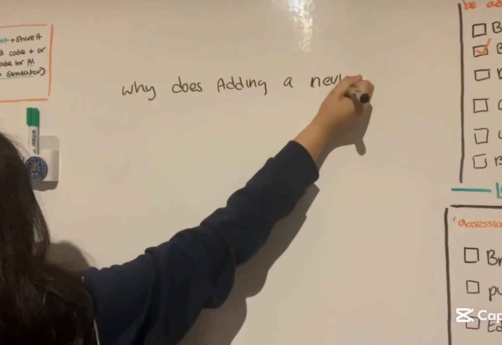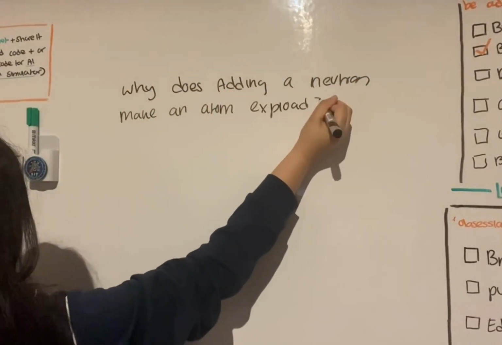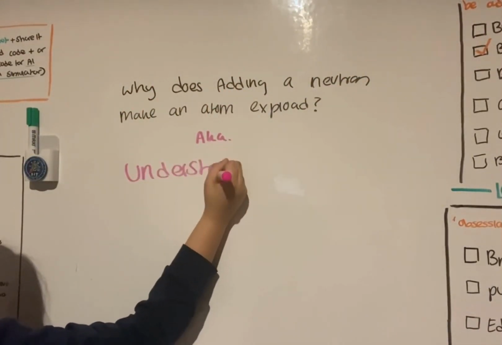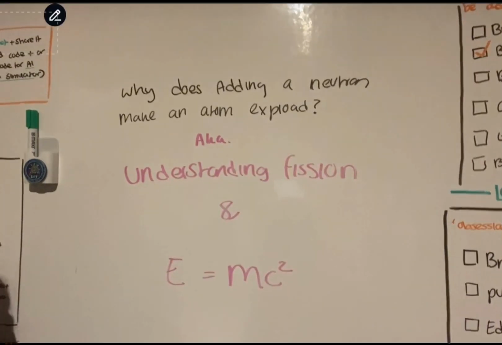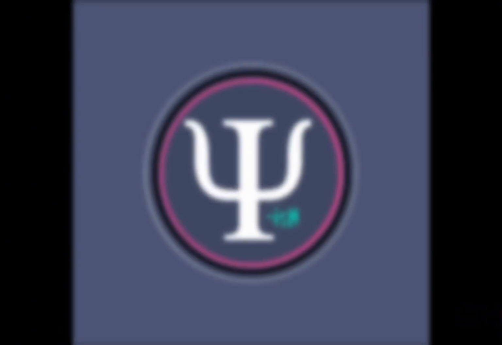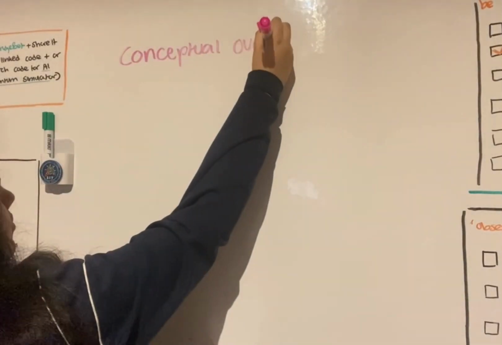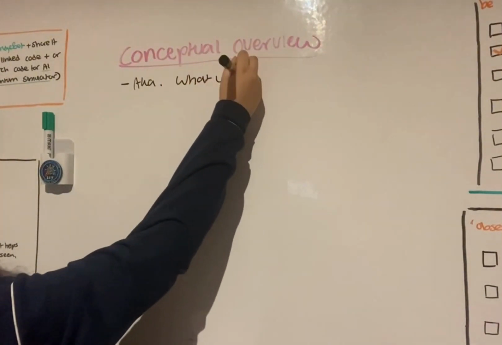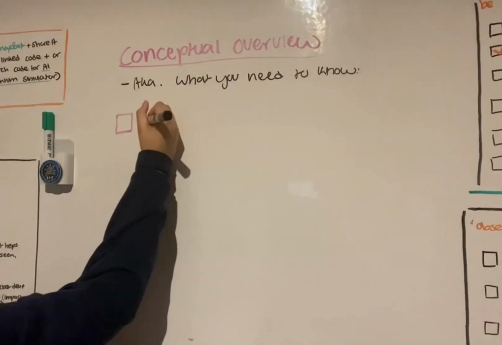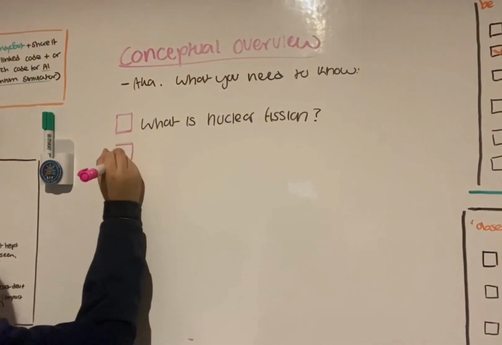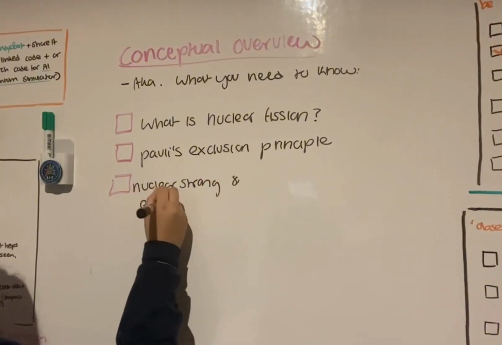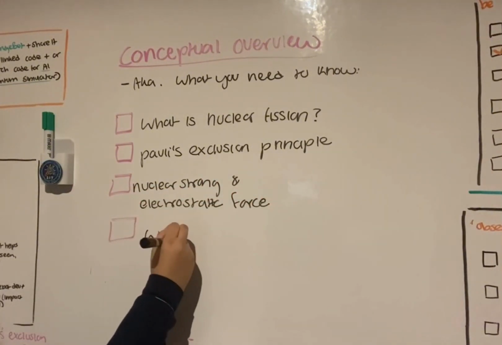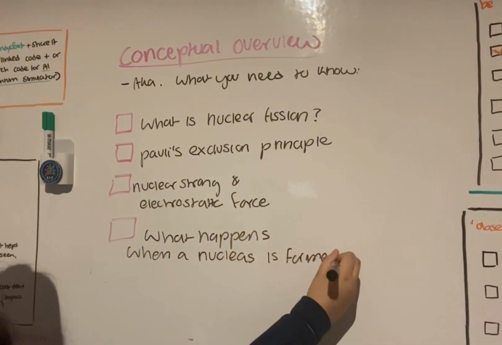Why does adding a neutron make an atom explode? AKA understanding fission and E equals mc squared. Conceptual overview, AKA what you need to know. First thing is, what is nuclear fission? Pauli's exclusion principle, nuclear strong and electrostatic force, and what happens when a nucleus is formed.